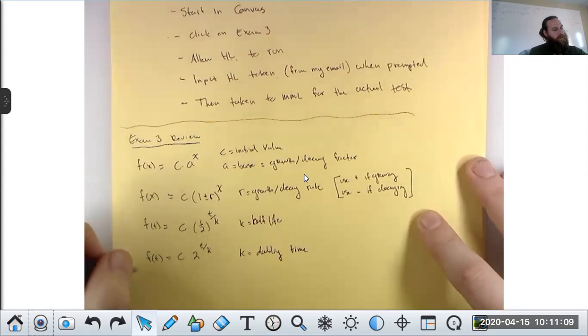And then we have the compound interest formula.